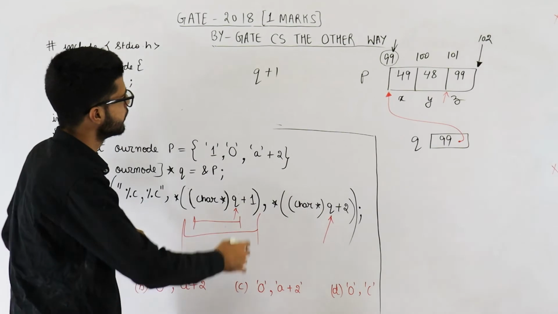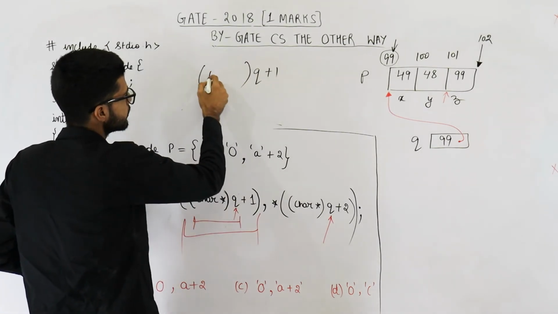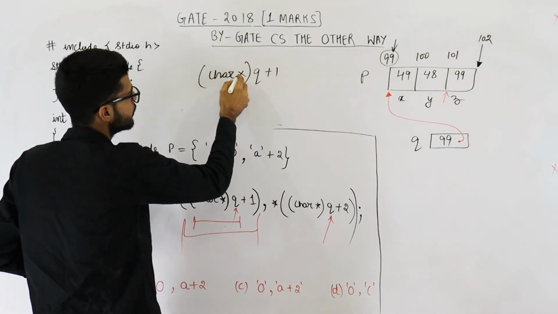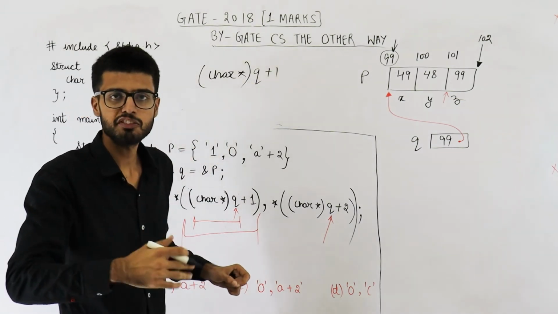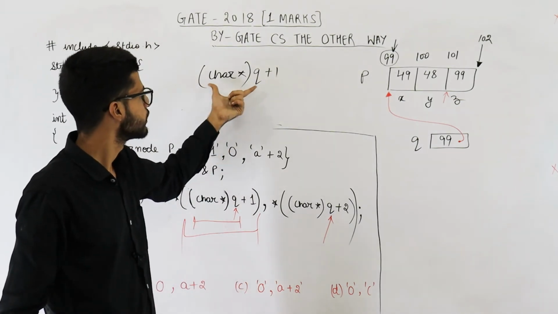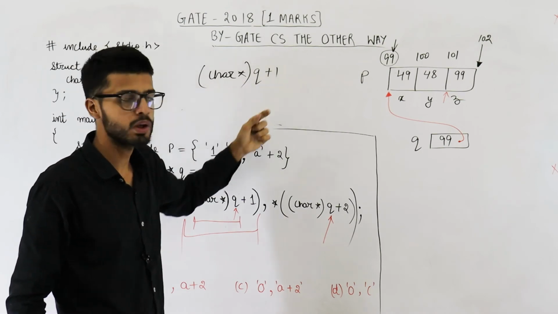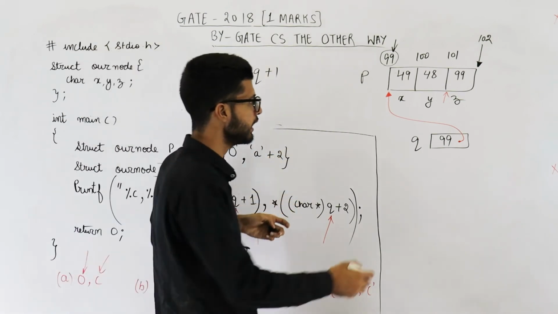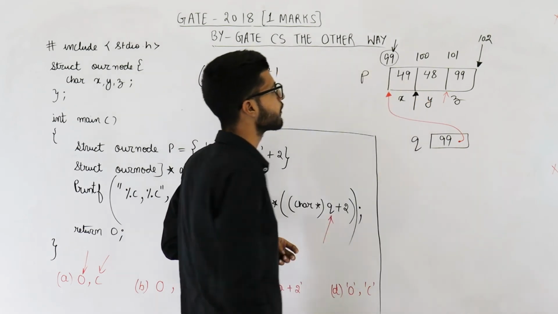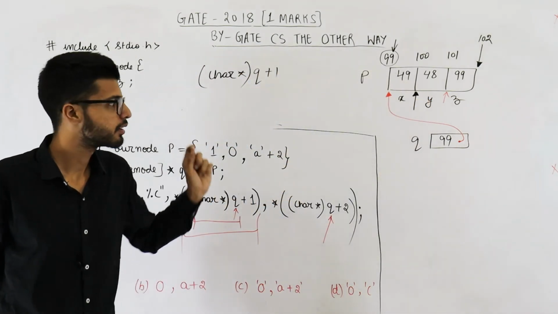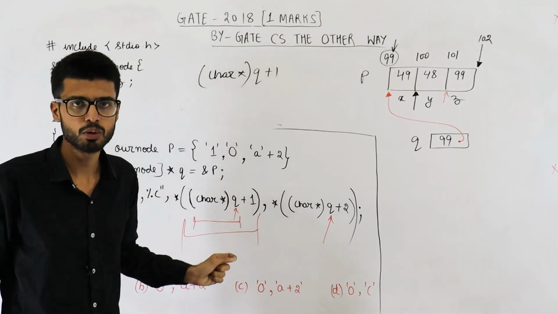If you write like this, char star, now you are saying Q is a character address. Shift by one character. This is a character address, plus 1 means shift by one character. In that case, you will get this address. This is the most important thing that you have to learn from this question.